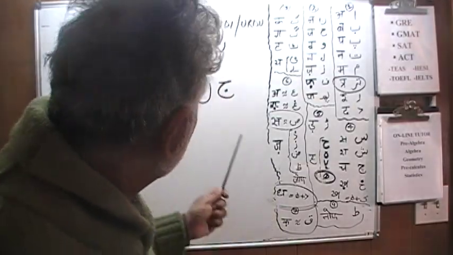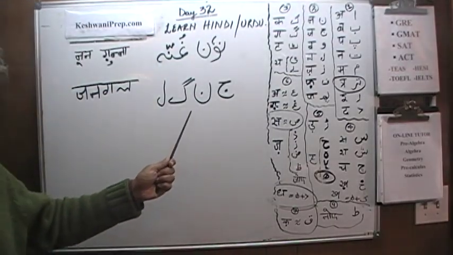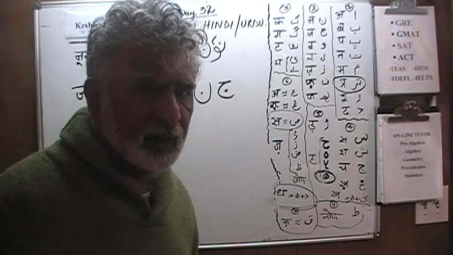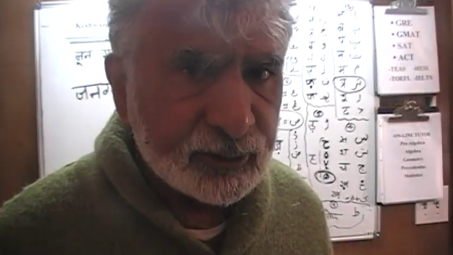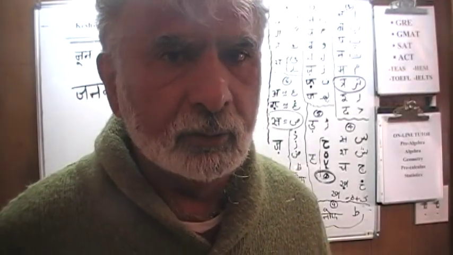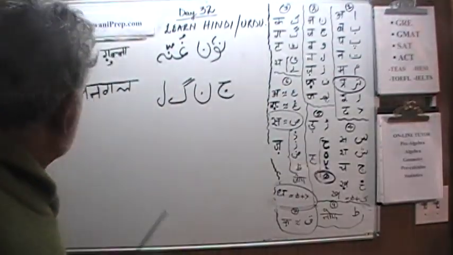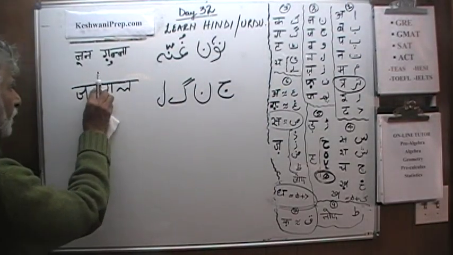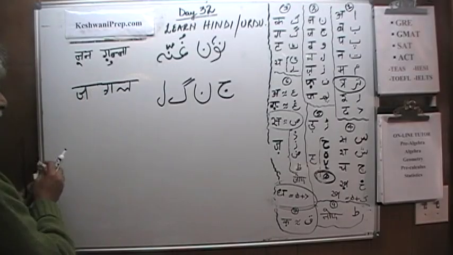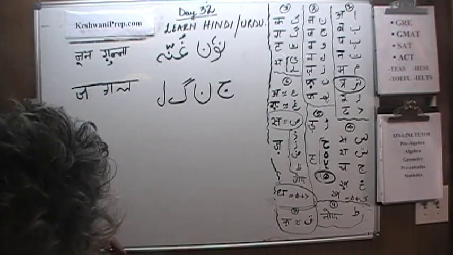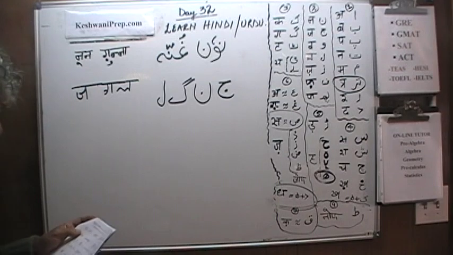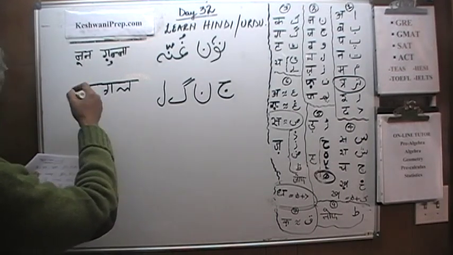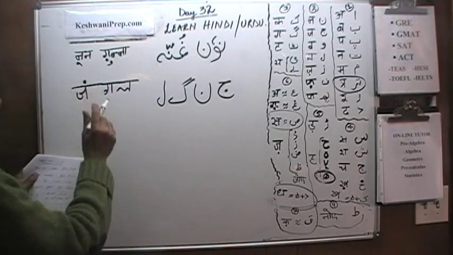The second letter, this na sound, is very much nasalized. It's very quick. It's very nasalized. It's not jangal. It's jungle. We don't need this N. This N has to go. And we tell the reader that there is a nasalized N here by putting a dot on top of it.